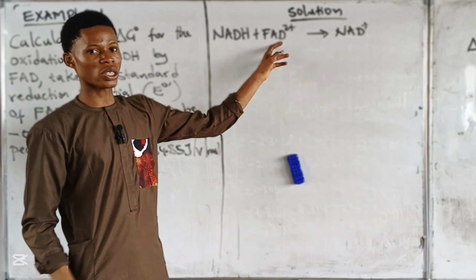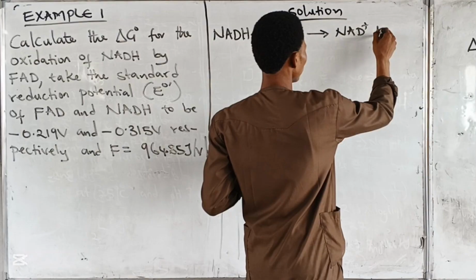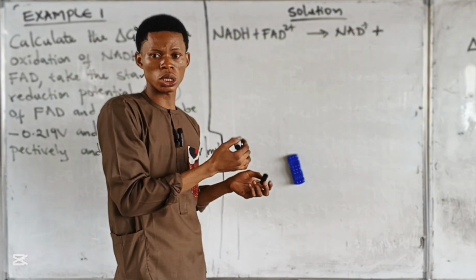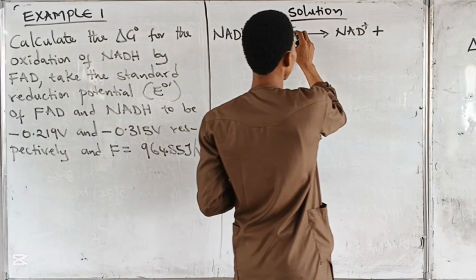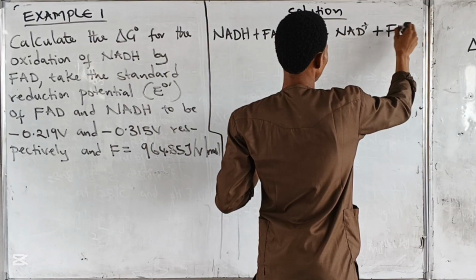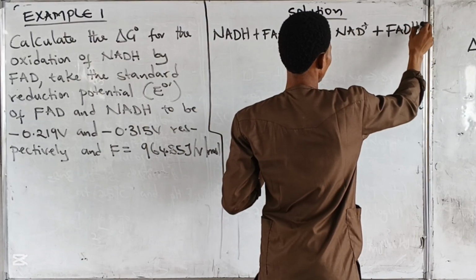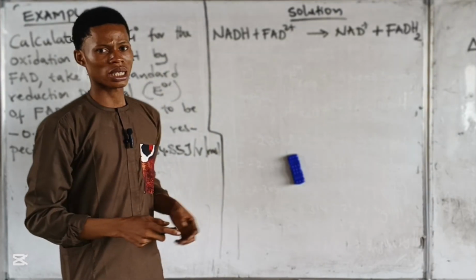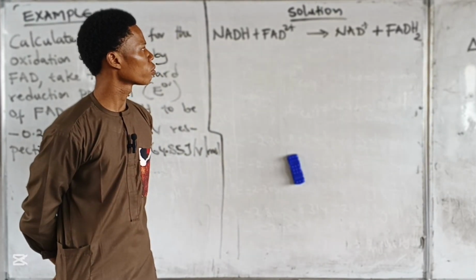Now, if this is an oxidizing agent, at the end of the reaction it will be reduced, right? It means hydrogen will be added to it, is it not? Since we have 2 plus here, the oxidation state here is 2 plus, we are going to be adding how many hydrogen? 2 hydrogen, FADH2.